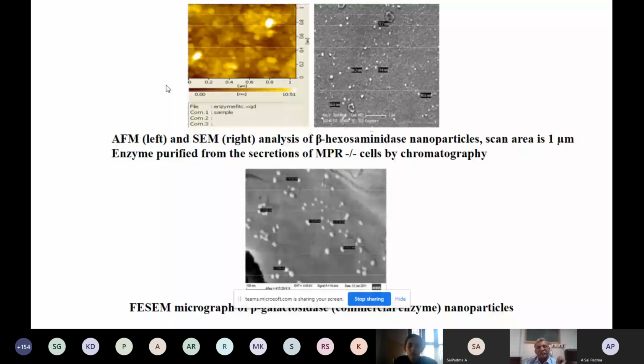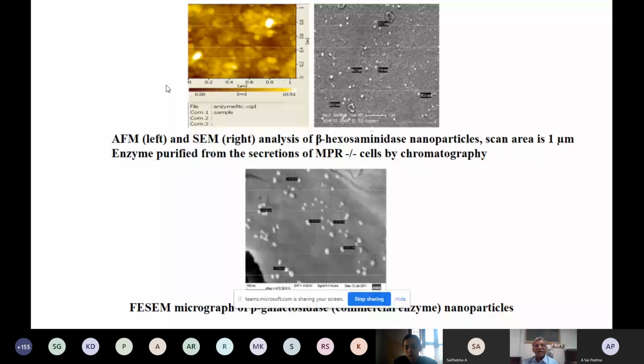These nanoparticles vary in size. Some of them are less than 100 nanometers in size, and these were characterized by transmission electron microscope at our end, as well as scanning electron microscope. And these nanoparticles are basically the enzyme nanoparticles.